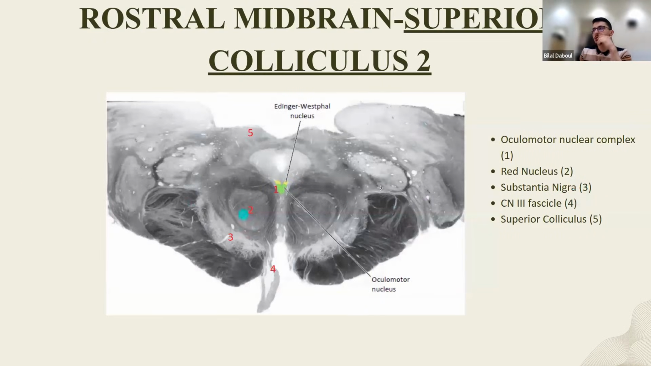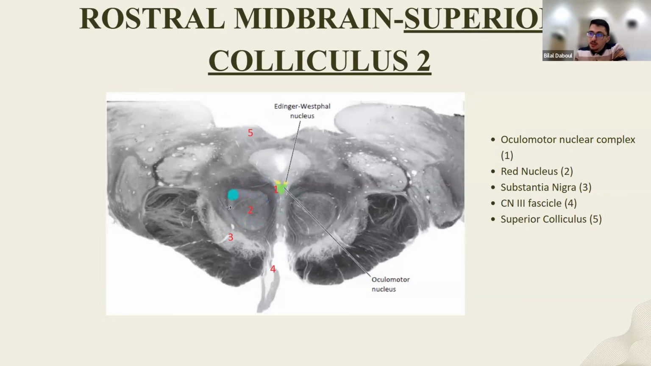Now, this is a histological section of the same level, the rostral midbrain at the level of the superior colliculi. 5 would be the superior colliculus. Again, visual reflexes. Now, for 1, that would be the oculomotor nuclear complex, which is composed of 2 nuclei. The Edinger-Westphal nucleus, which is, again, GVE or parasympathetic, and the medially placed main nucleus of the oculomotor nerve, think GSE supply or general somatic efferent supply to the extraocular muscles.